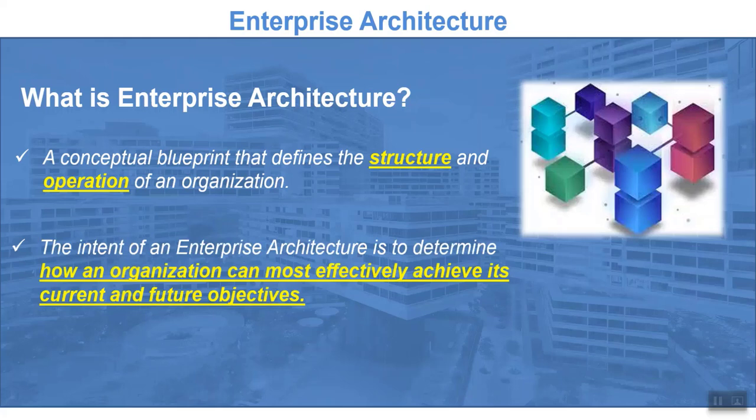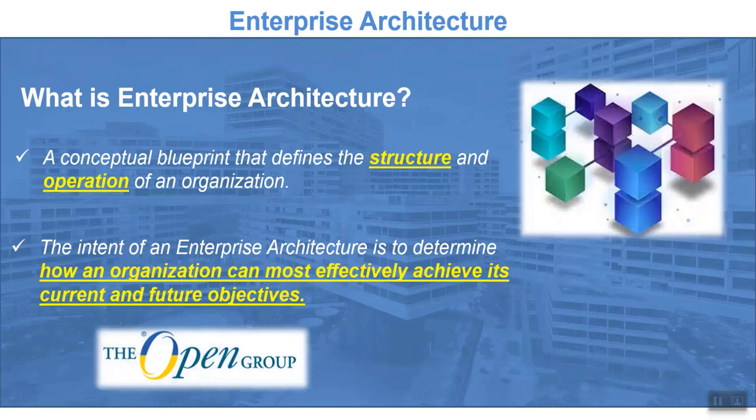The main purpose of having an enterprise architecture or an enterprise architecture practice in an organization is to determine how an organization can most effectively achieve its current and future objectives. This happens by optimizing the way an organization is structured at the different levels. So where do we start with an enterprise architecture?